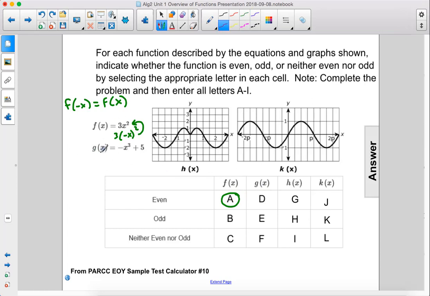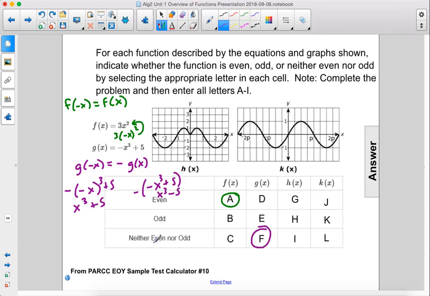Now let's try g of x. G of x looks like it could be odd since there are odd exponents, but in order to be odd, g of negative x is going to have to equal negative g of x. So let's test that out. If we plug in negative x here, we would get negative x cubed plus 5. That would become x cubed plus 5, which does not equal negative g of x, which would be negative x cubed plus 5. That would end up being x cubed minus 5. Since these are not equal, g of x is not even or odd.